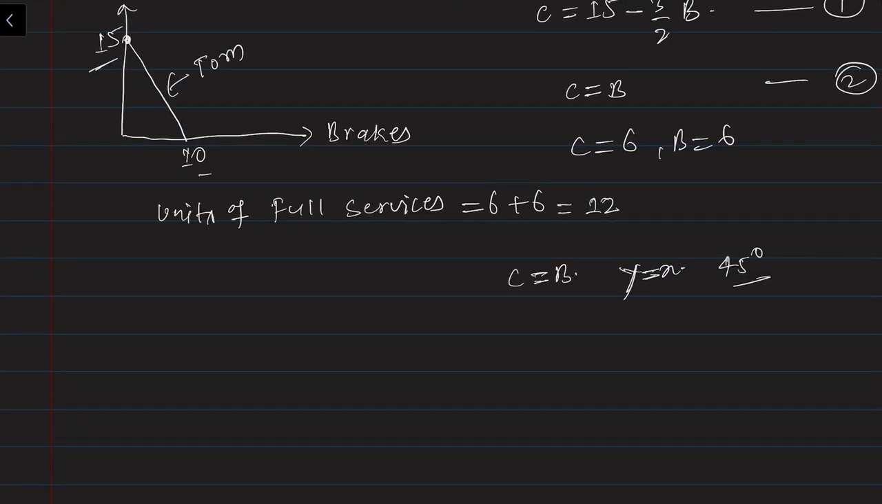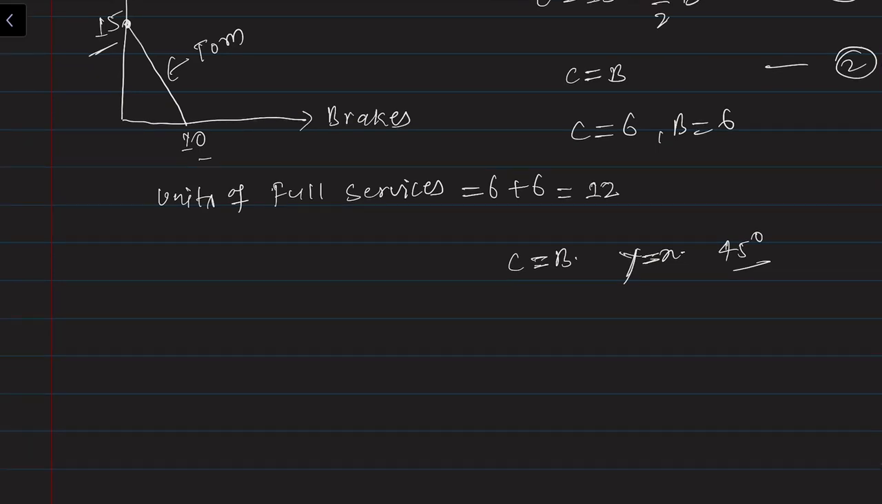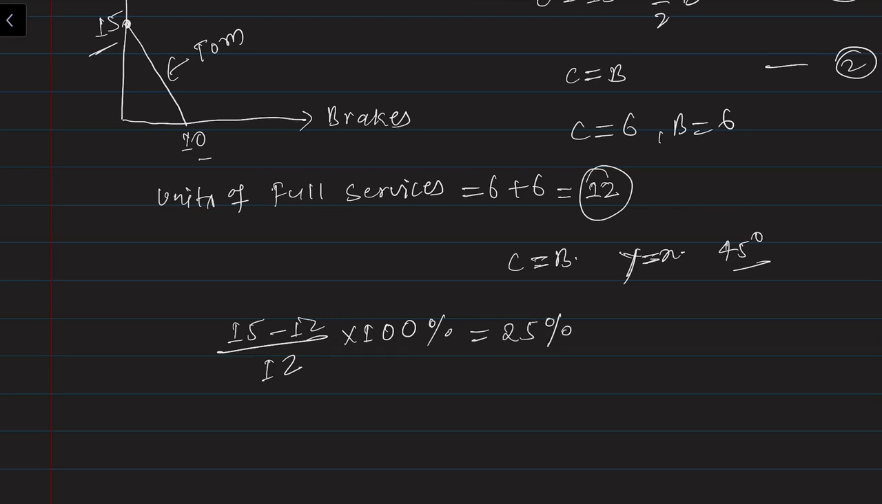So now let's compare this with the full services that they do when they do not specialize. We had obtained 12 units of full services before. So what is the percentage increase in output? That is 15 minus 12 divided by 12 times 100%, and this gives us a 25% increase in output, which isn't bad. So this is the benefit of specialization.